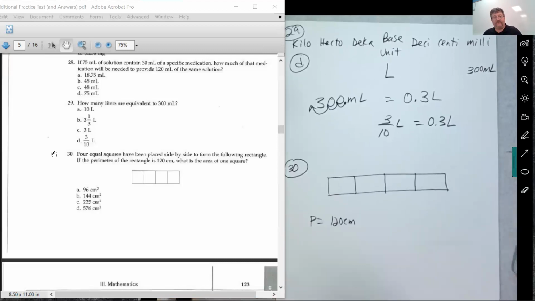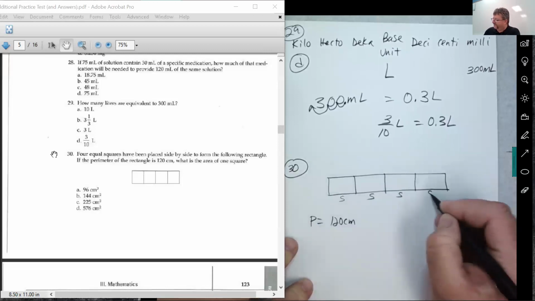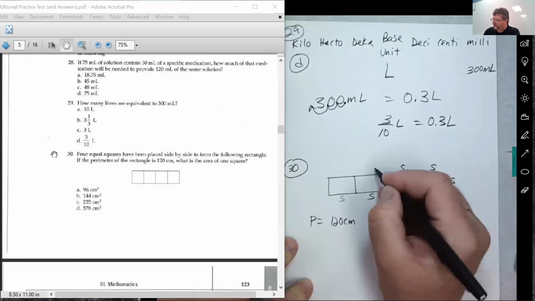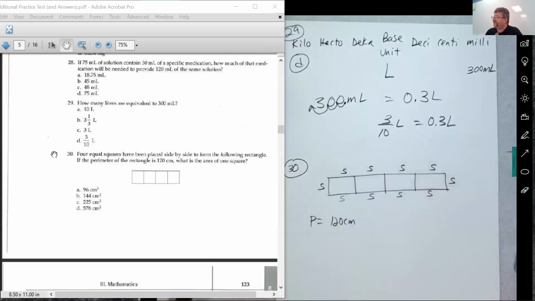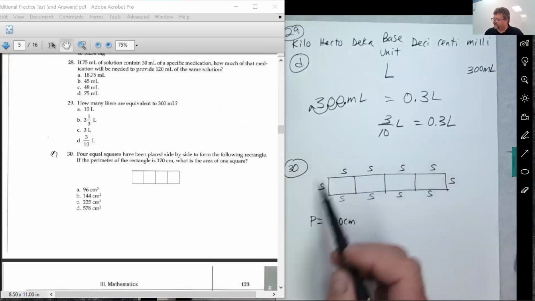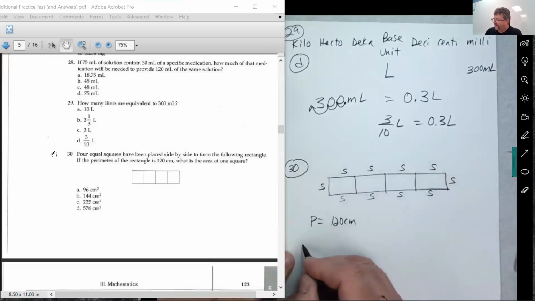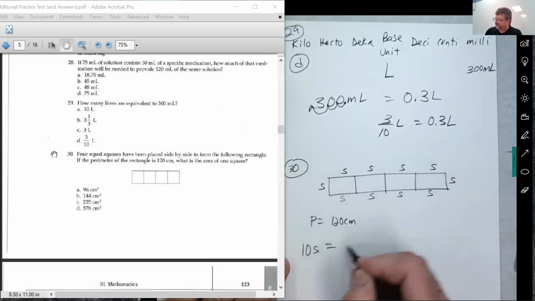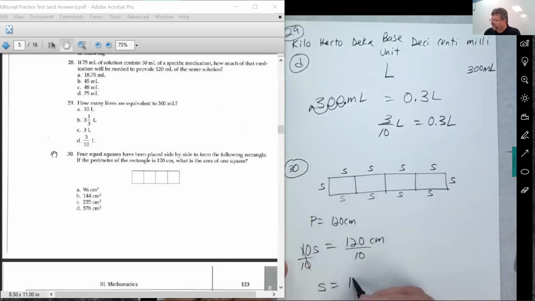Well, the nice thing about the way it's structured here is that these are all squares, so all the sides are the same. So if I just call it S for side, that's a side, that's a side, that's a side. All these little pieces here are the same length. I'll call it length S for side. Perimeter means add them up all the way around. So I've got 1, 2, 3, 4, 5, 6, 7, 8. I've got 10 of them. So I know that 10 times whatever this S is equals 120 centimeters. Divide by 10, divide by 10. So S equals 12 centimeters.